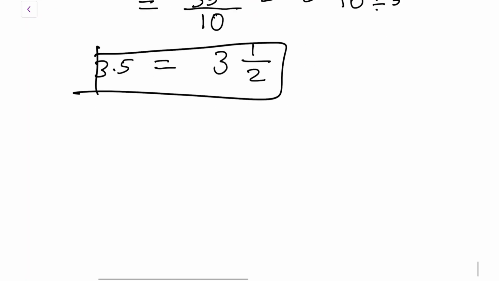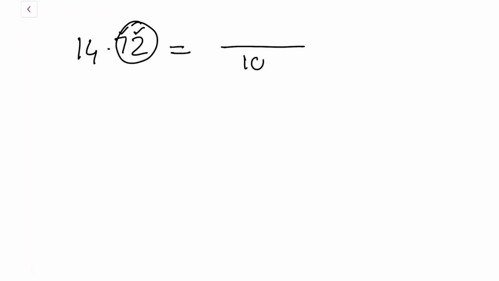Alright, let's quickly take another example so that you can understand this better. 14.72. Now, why don't you also write this in your notebook and try solving this? How can you change this decimal number into a fraction? Right, first I'm going to solve the denominator. What is the denominator? Since we have two decimal places, the denominator is 100. Perfect. And then the numerator is, write the number as it is without the decimal point, 1472.